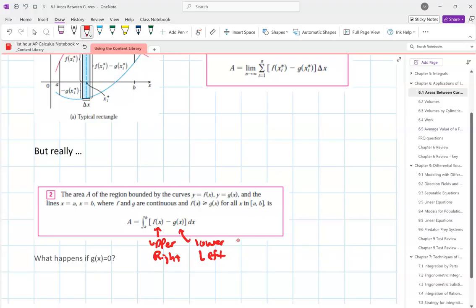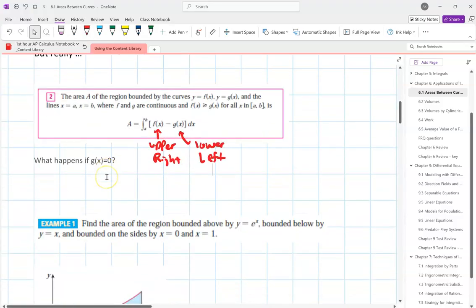What happens if g of x is equal to 0? What if g of x is just the zero function? It would just be the integral of f of x, right? Which is going to give us the area between f of x and the curve y equals 0, which is just the regular old integral, right? What we've been accustomed to doing. So that makes a lot of sense. You guys agree? Okay. So that looks really good.